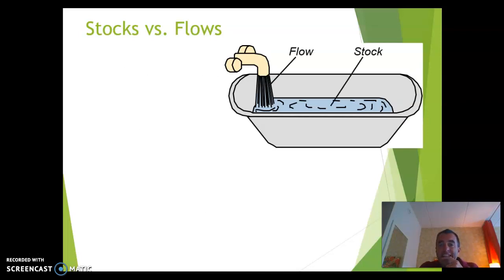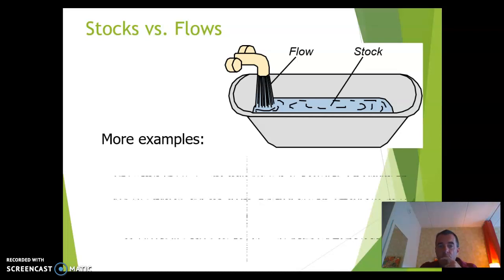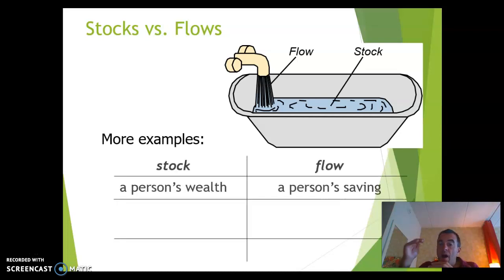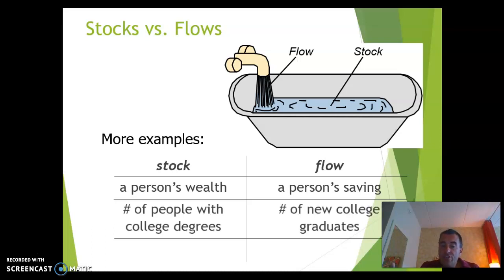Another thing that we want to look at is the difference between a stock and a flow. And we'll put an example to this. A person's savings, that's the continuous amount that I save every week or month. That is a flow. My wealth is the stock. So if you look at this tub right here, my wealth is the tub. I keep flowing money in. That is my savings. Number of people with college degrees or number of new college graduates. So more people that go to college and get degrees, that's the flow that's going in. That will tell us how much in terms of college degrees. So just an example of stock versus flows.